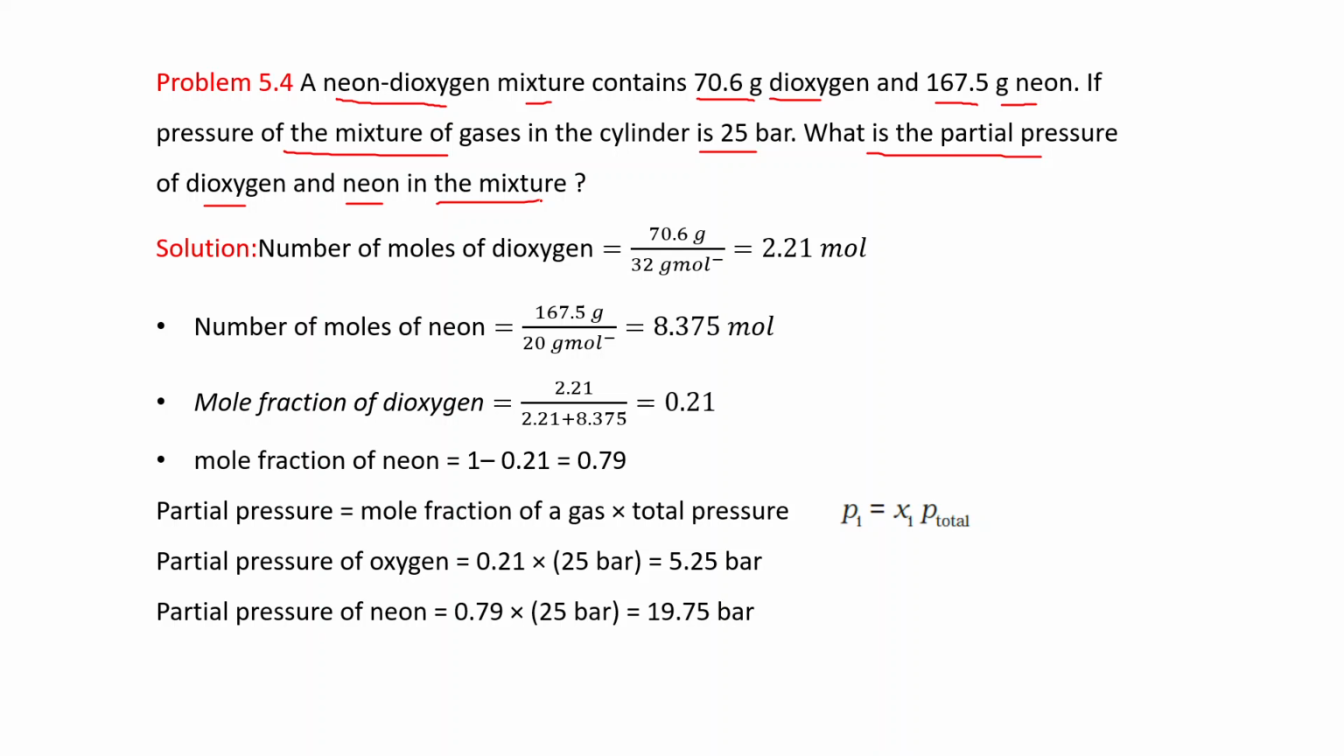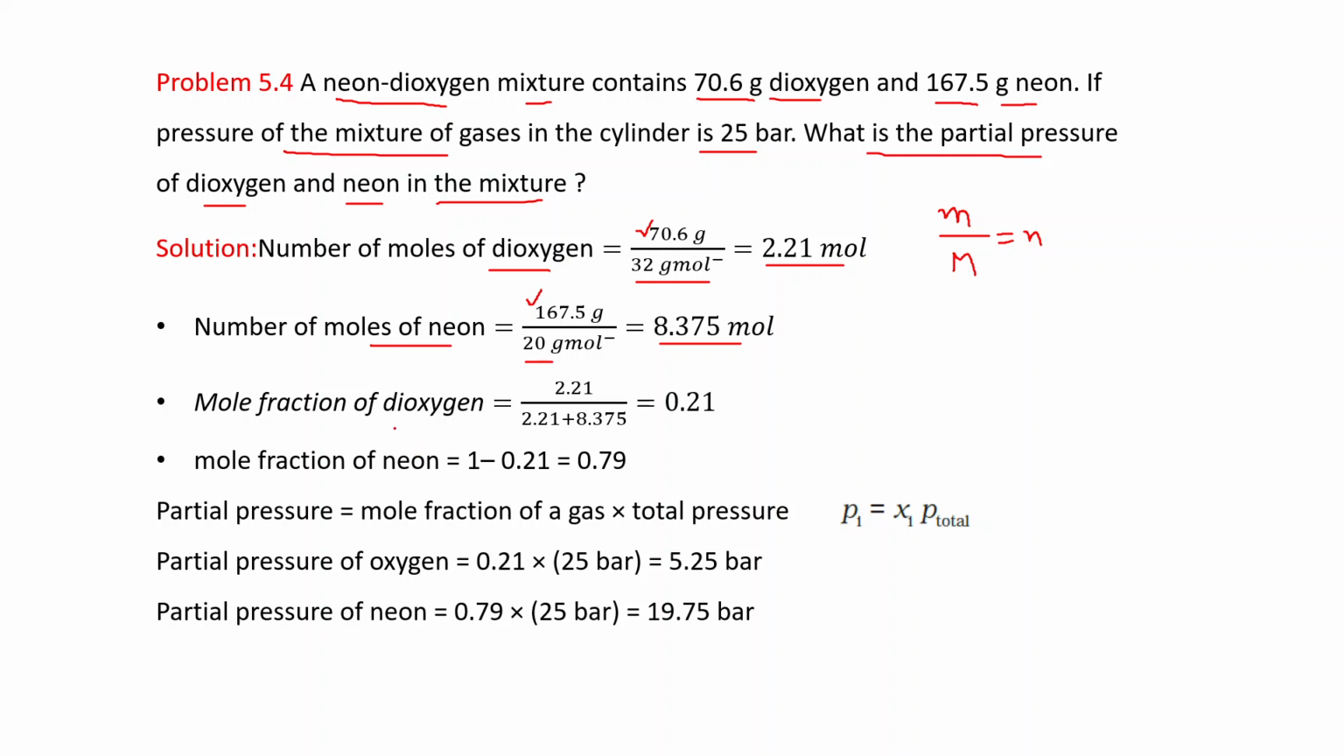First of all, we will calculate the number of moles of dioxygen and neon. And how can we find out the number of moles? Number of moles is mass in gram divided by molar mass. That's why for dioxygen, the mass is given as 70.6 gram and molar mass of dioxygen is 32 gram per mole. If you solve it, we will get 2.21 mole. In the same way, number of moles of neon is the mass of neon divided by molar mass of neon, which is 20 gram per mole, and if we solve it, we will get 8.375 mole.